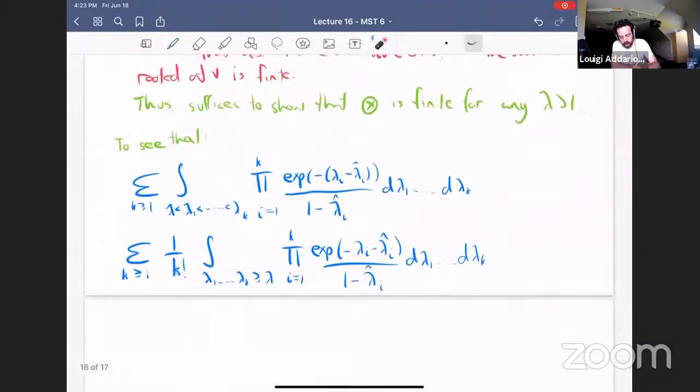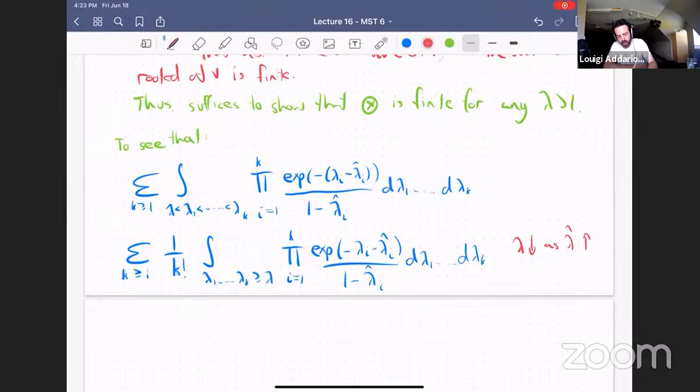Okay, and now as lambda gets bigger, lambda hat gets smaller, right? The more supercritical the tree is, the more subcritical it becomes when you condition it to be finite. So lambda decreases as lambda hat increases.